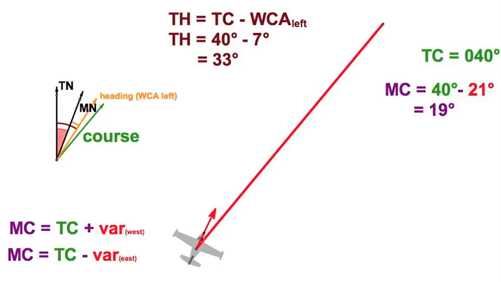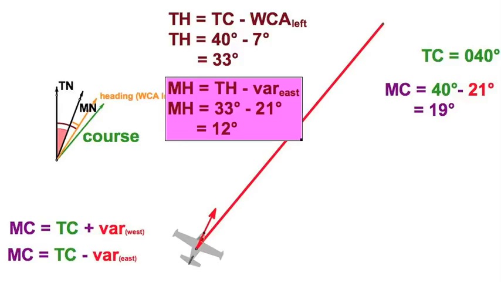Now, that would be my true heading, but my magnetic heading, that's what I'm actually going to see on my DG. For that, I'm going to take my true heading, again that was the 33 degrees formed by this angle, and now I've got to subtract this angle, and I'm left with this little orange arc right here. This is the angle I'm after.